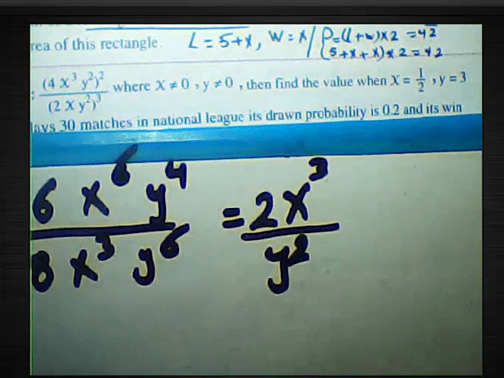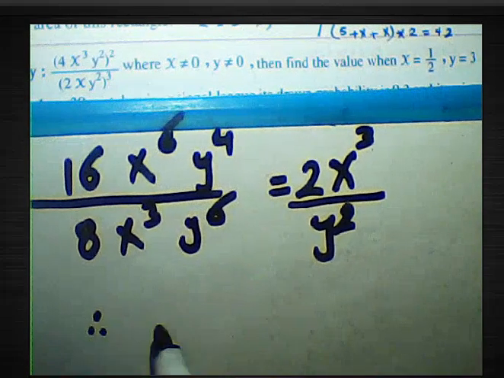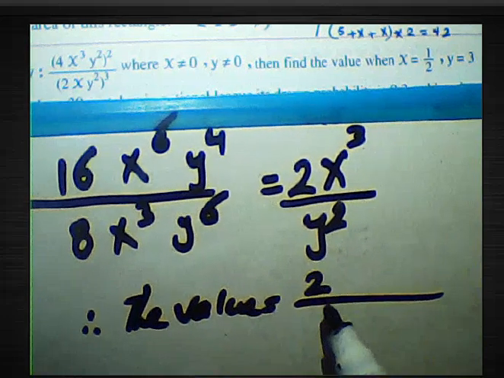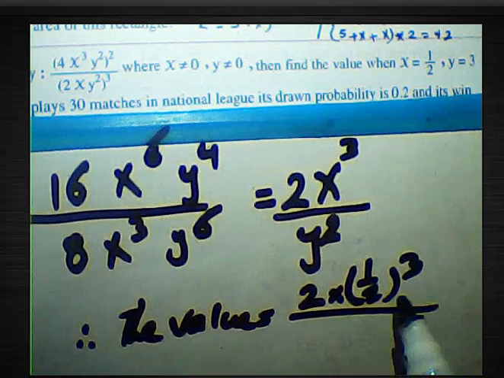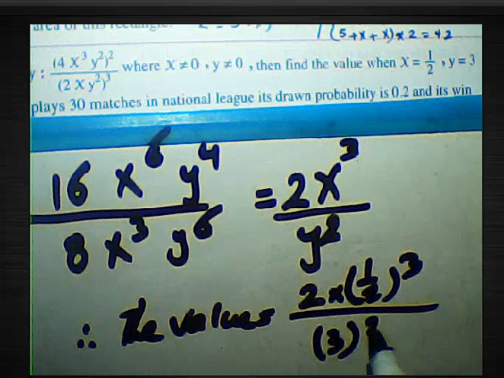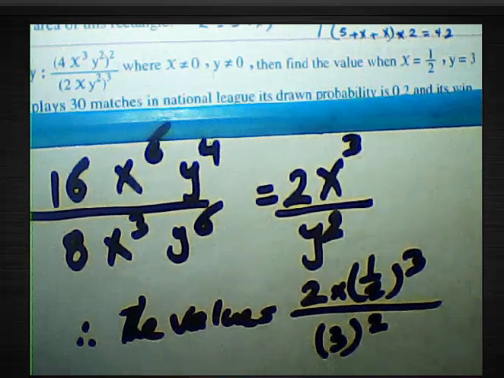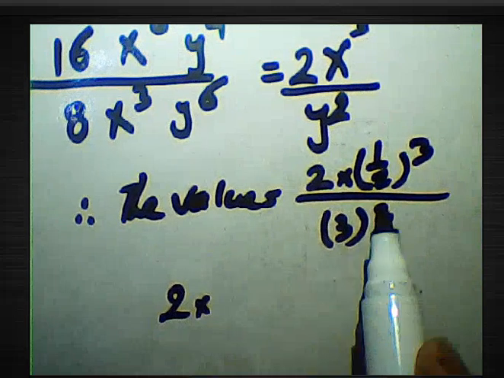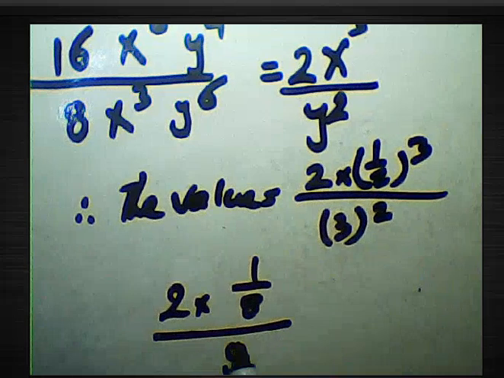And then we can find the value when x equal half and y equal 3. Then the value: 2 multiplication x power 3, x will be half power 3, over y power 2, y will be 3 power 2. Okay, because they give us y equal 3. We can find the result of this expression. 2 multiplication by 1 over 2 power 3, it will be 1 over 8, over 3 power 2 equal 9.